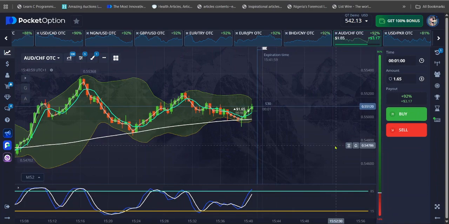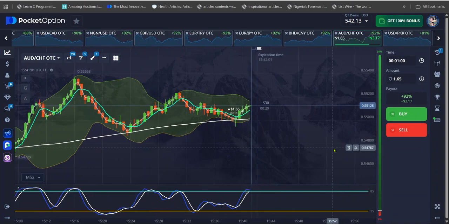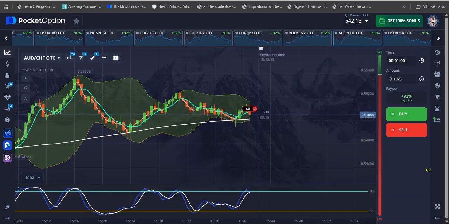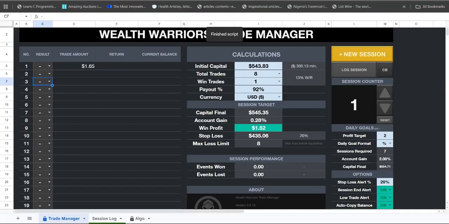One of the advantages of using this trade manager to trade is that it helps you cope with overtrading and trade anxiety. These are the things that usually cause traders to lose more money than they invest, because of overtrading and trade anxiety. Okay, so let's go over here and mark it as a loss.